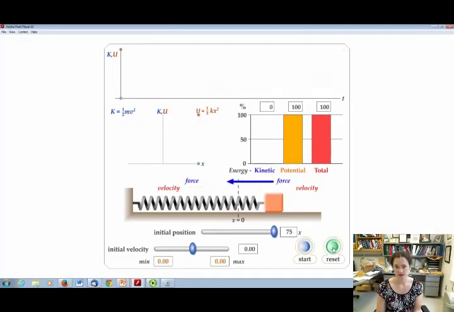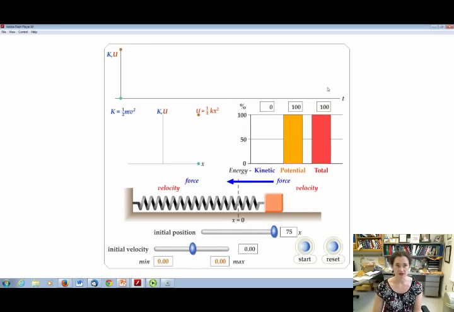So let me reset this, and then what I've done here is given this thing a push, and it's at the right, ready to be released from rest. Because it's at its maximum extension at this point and it's released from rest, all of the energy, as you can see in this little bar graph, the total energy is in red, and the potential energy is in that yellowy orange color. At that point, all of the energy is potential and none of it is kinetic.